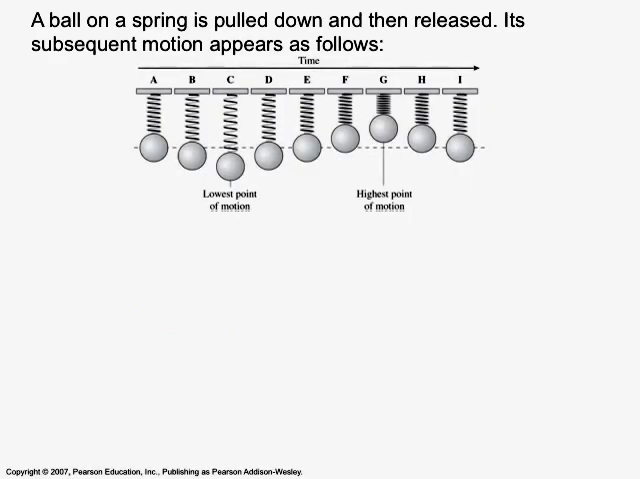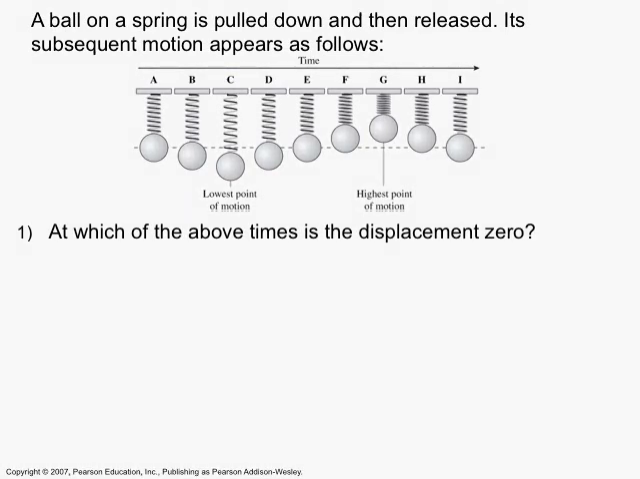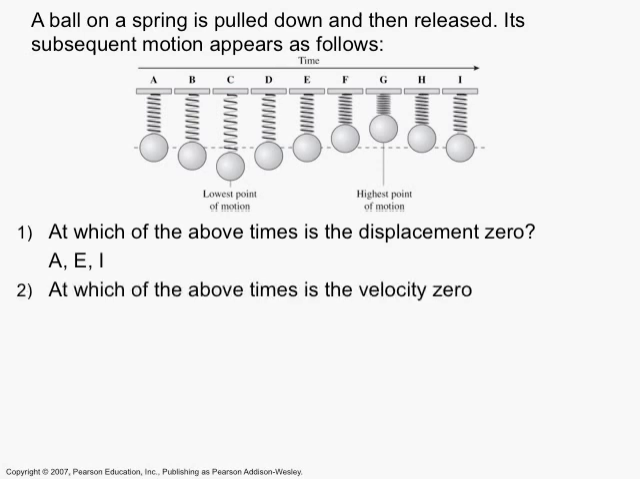Here we see A through I images of a mass on a spring as it's oscillating. It's a motion diagram, in a sense, of a mass oscillating on a spring, from its lowest point to its highest point. At which of the above times is the displacement zero? Well, the dotted line indicates the equilibrium position of the mass spring. The displacement is zero at the locations when the mass is at the equilibrium, by definition, and that is A and E. At which of the above times is the velocity zero? Well, that's when the mass is at its maximum displacement, or its amplitude, and that's at C and G.